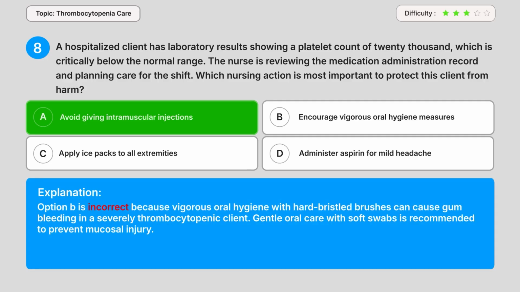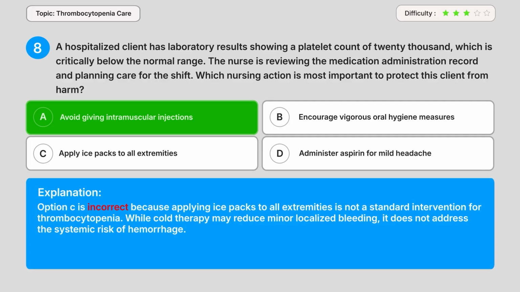Option B is incorrect because vigorous oral hygiene with hard bristled brushes can cause gum bleeding in a severely thrombocytopenic client. Gentle oral care with soft swabs is recommended to prevent mucosal injury. Option C is incorrect because applying ice packs to all extremities is not a standard intervention for thrombocytopenia. While cold therapy may reduce minor localized bleeding, it does not address the systemic risk of hemorrhage.